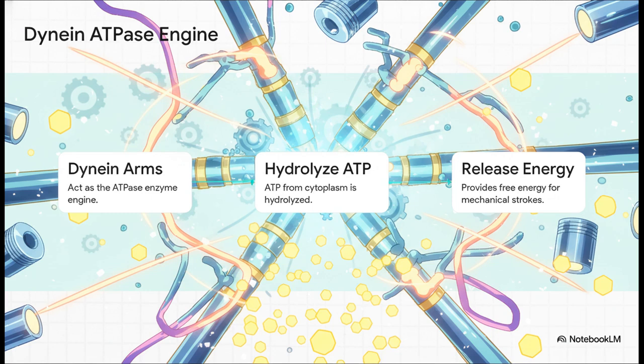But here's the real magic. How does this thing actually move? How does it translate chemical fuel into a mechanical beat? Well, attached to those outer microtubules, you'll find pairs of arms made of a protein called dynein. And dynein is the true engine here. It acts as an ATPase enzyme. Basically, it hydrolyzes ATP that simply diffuses over from the cytoplasm. When that chemical reaction happens, boom, it releases the free energy required to physically drive the power stroke and the return stroke. Pure biological horsepower.